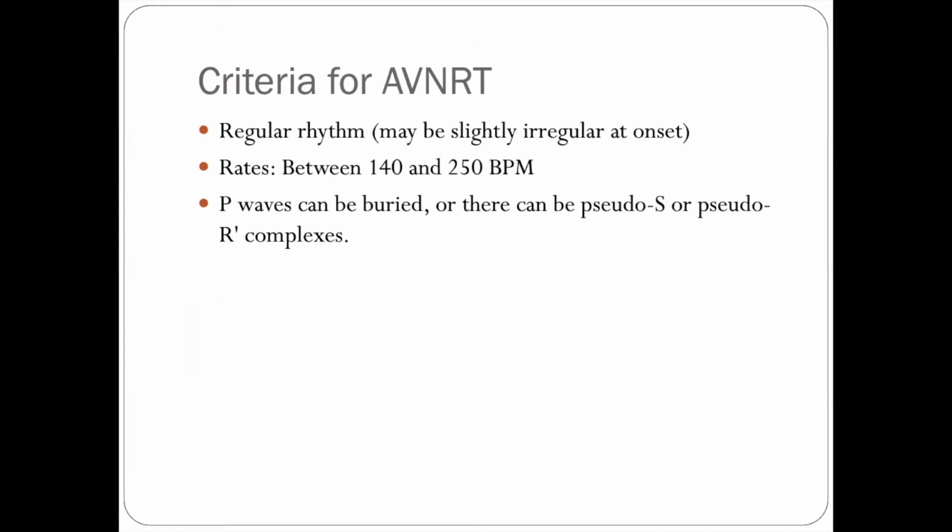So the criteria here, we have a regular rhythm. It might be a little bit irregular at the onset, so just keep that in mind, but it gets into a regular rhythm. It's between 140 and 250 beats per minute. And the P waves are often buried, and they can create these pseudo S and or pseudo R prime complexes that are pretty close to the AVNRT. So a junctional tachycardia that is fast, above 140 beats per minute, with those pseudo S waves or R prime waves that are tucked in really close to the QRS complex, we would call it AVNRT, not just junctional tachycardia.